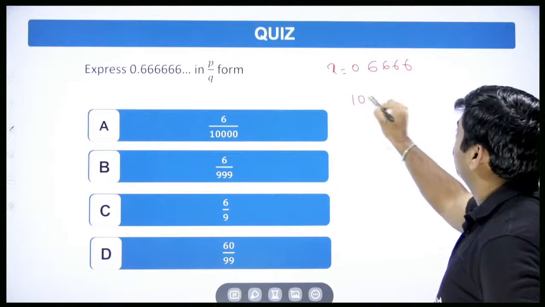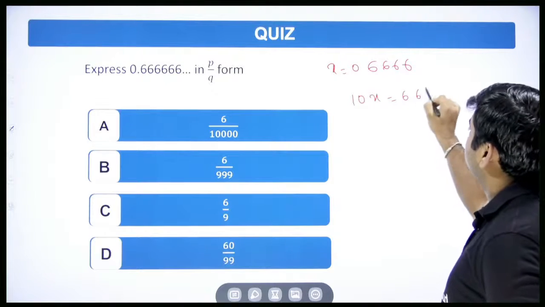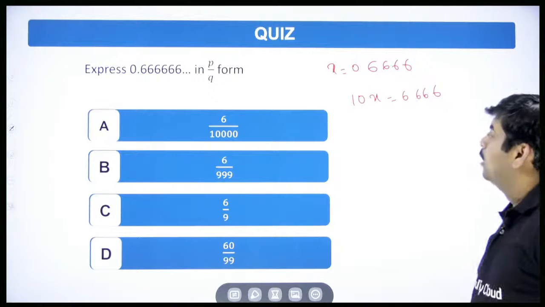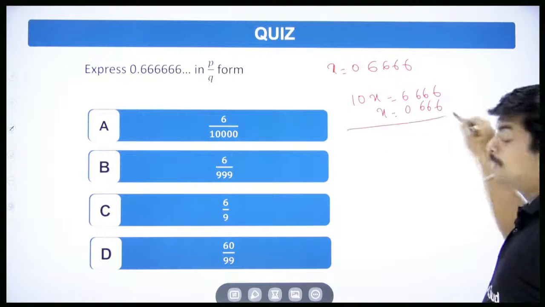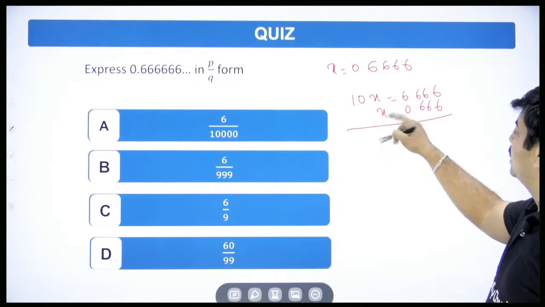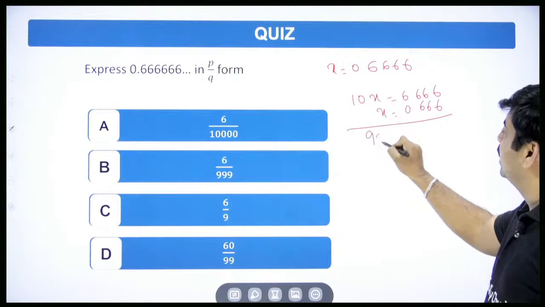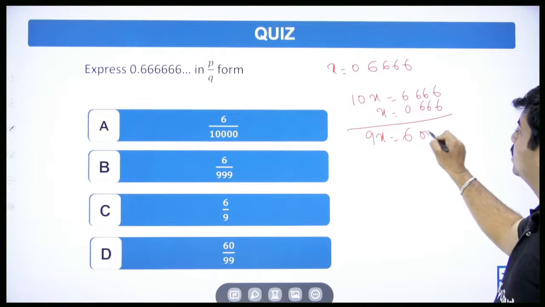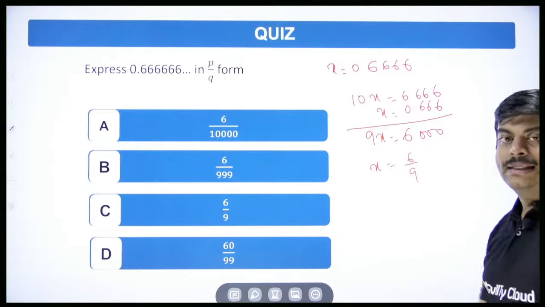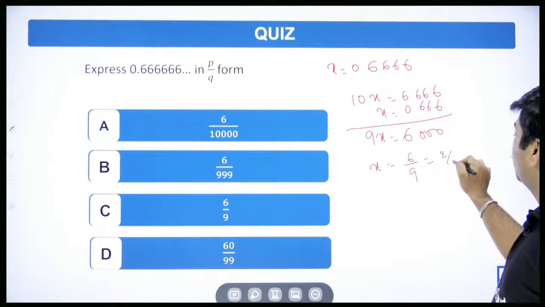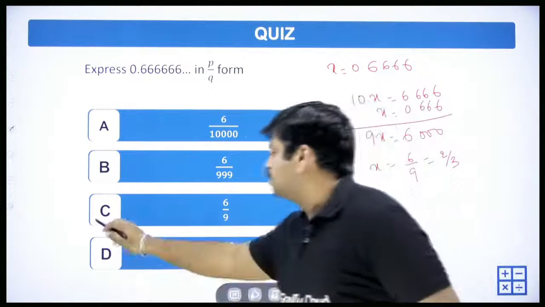What is 10x? Tell me. 10x is equal to 6.666, right? Now tell me, x is equal to 0.666. So subtract these two. 10x minus x is 9x, which is equal to 6.000. So x is equal to 6 by 9, which is 2 by 3.